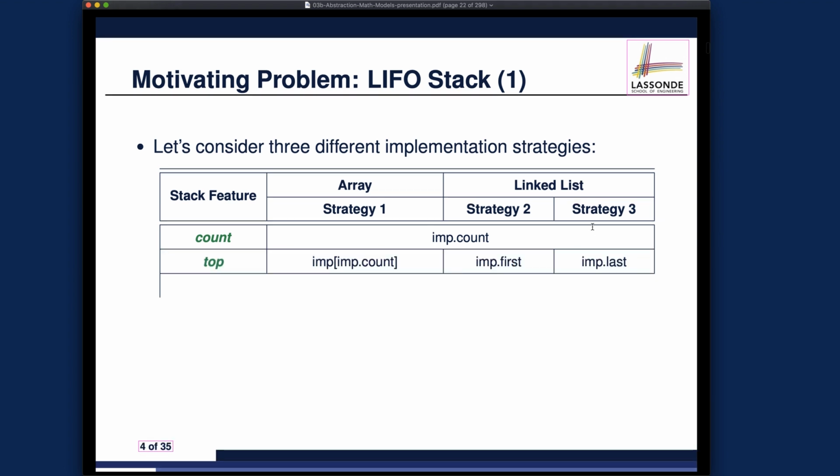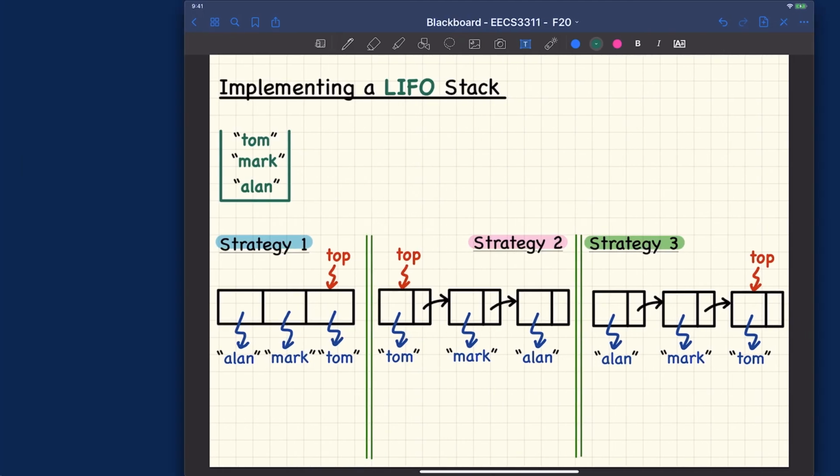And strategy number 3 is a little bit similar to strategy number 1. So the last item in the list will be the top of the stack. Of course, between 1 and 3 is about array versus linked list. So let's take a look at some visualization over here. We've got 3 strategies, and strategy number 1 uses an array. The other 2 use a linked list.